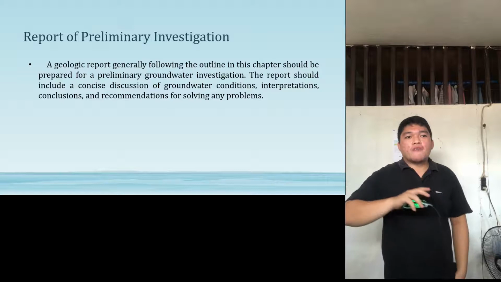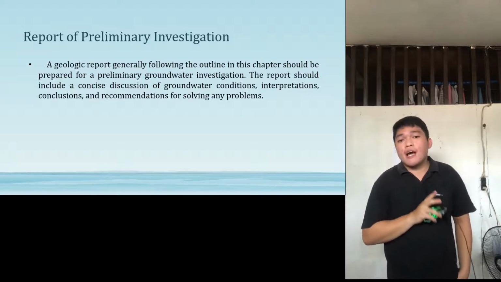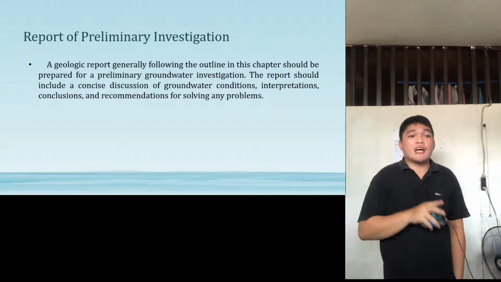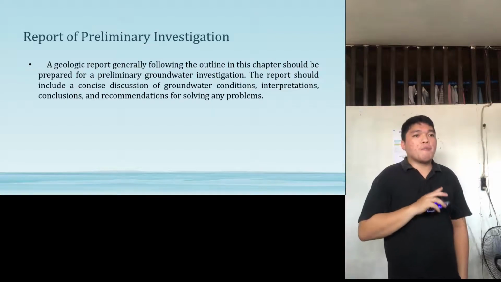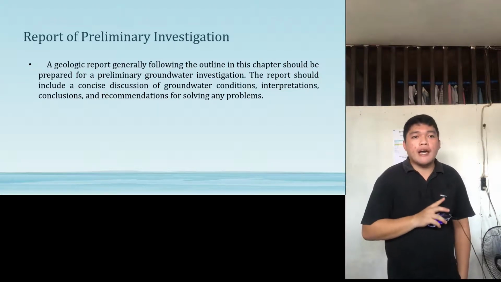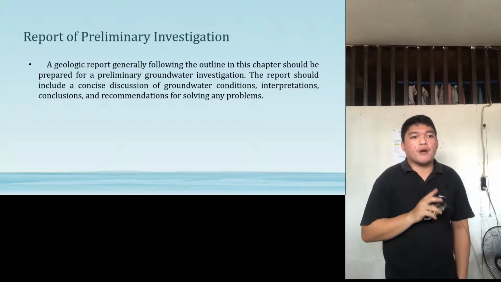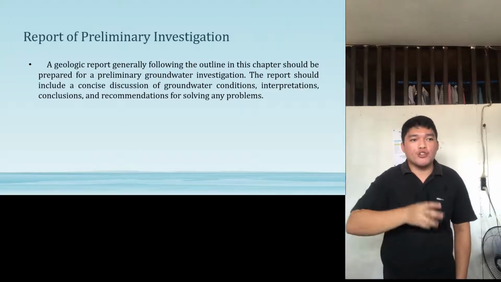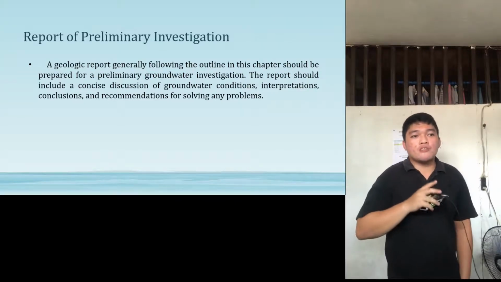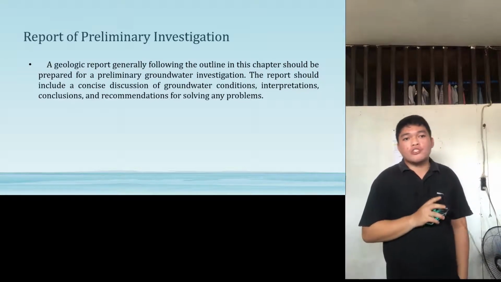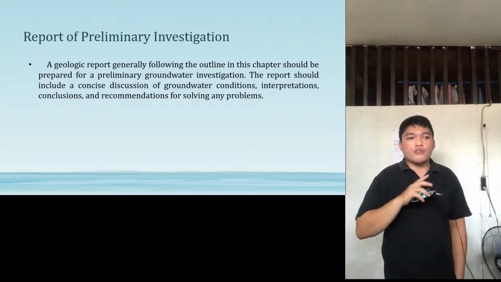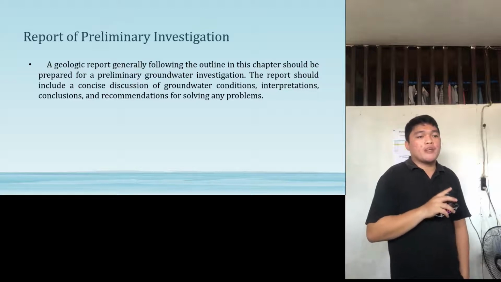Next, the final part of the preliminary investigation, which is the report. A geologic report generally following the outline in this chapter should be prepared for a preliminary groundwater investigation. The report should include a concise discussion of groundwater conditions, interpretations, conclusions, and recommendations for solving any problems.